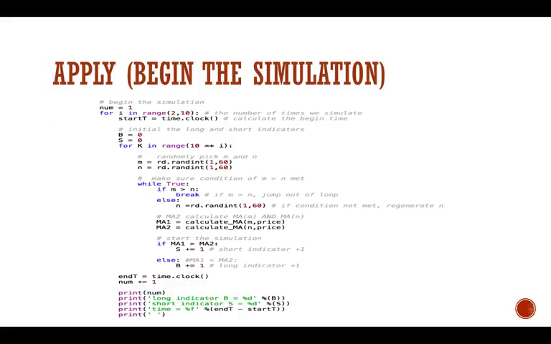Now let's begin the simulation. First, we create a loop for i in range 2 to 10. i is the number of times we simulate, and then we initialize the long and short indicator B and S. We create another loop to ensure M is greater than N, and if MA1 is greater than MA2, the long indicator B adds 1, and inverse, if MA1 is less than MA2, the short indicator S adds 1.